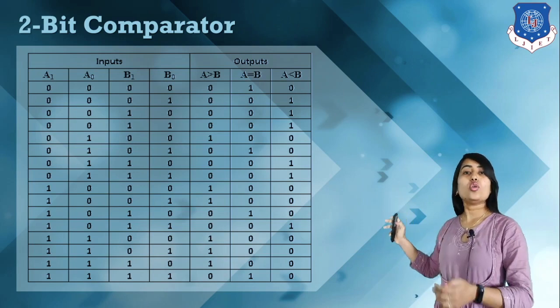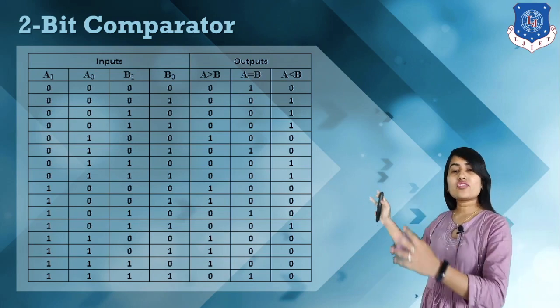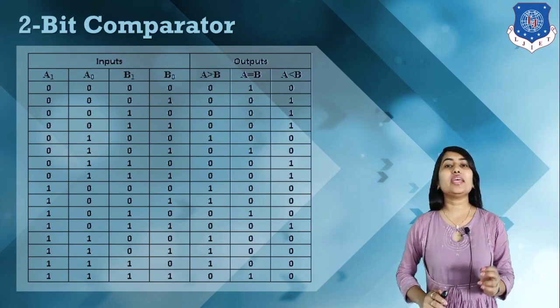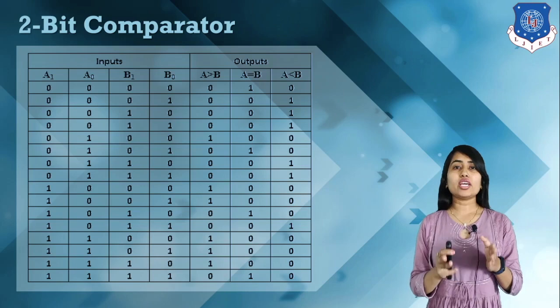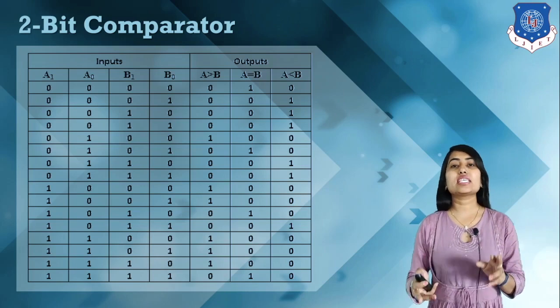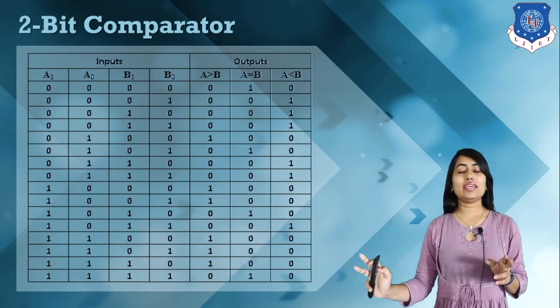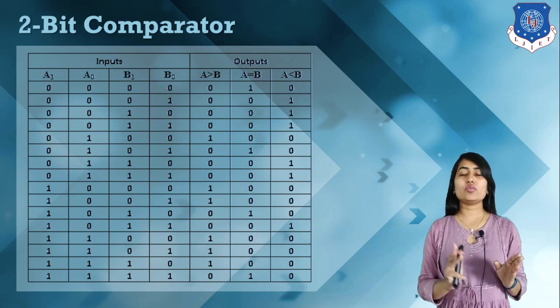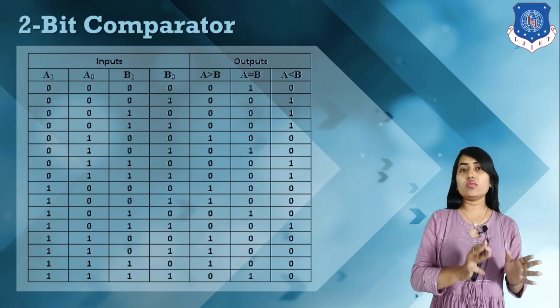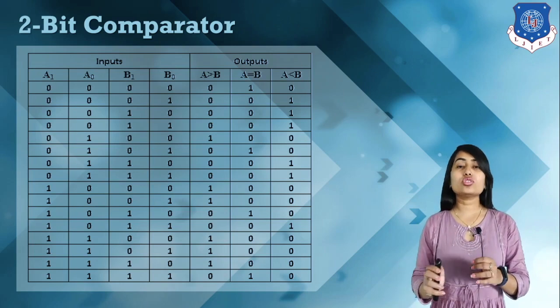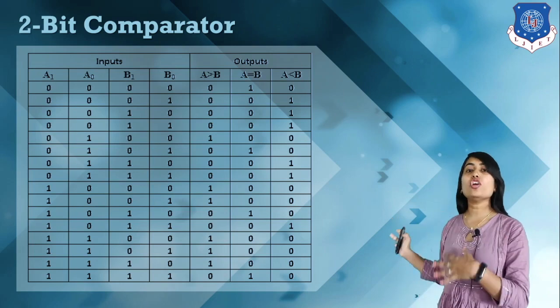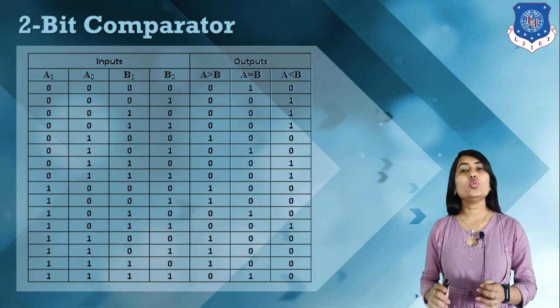So this is how we can compare the numbers and write the whole table by comparing the first values, A1 and B1. If A1 is greater than B1, we can write A greater than B. If A1 is less than B1, we can write A less than B. But if they are equal, then we check the next bit, that is A0, B0. So this is how we can make the truth table for a 2-bit comparator.